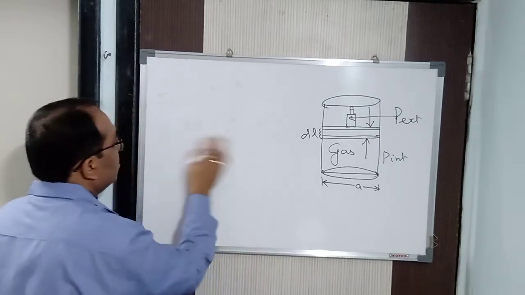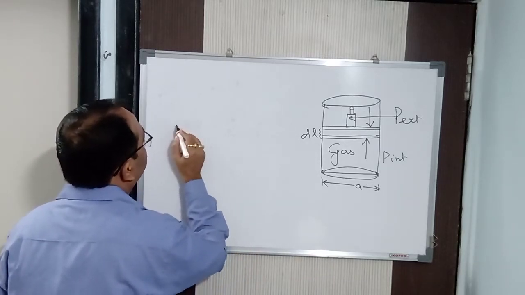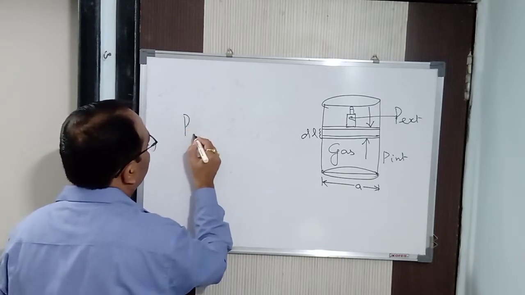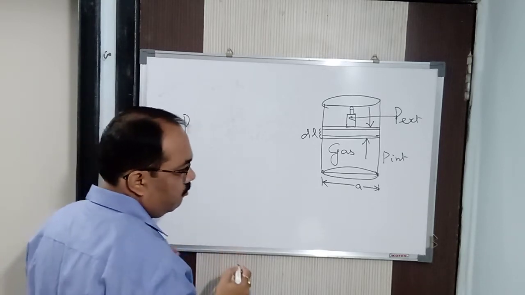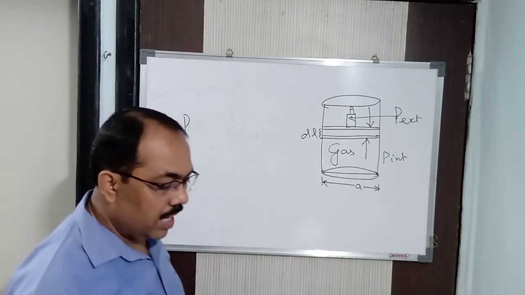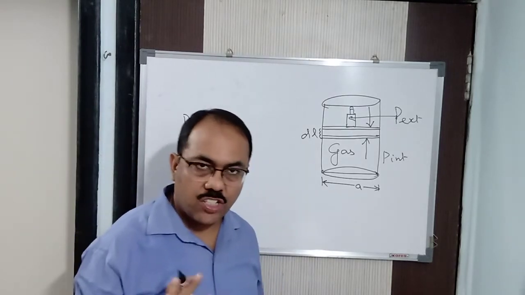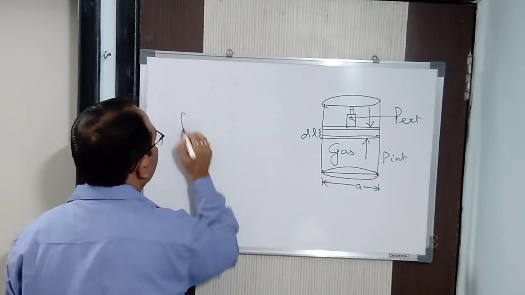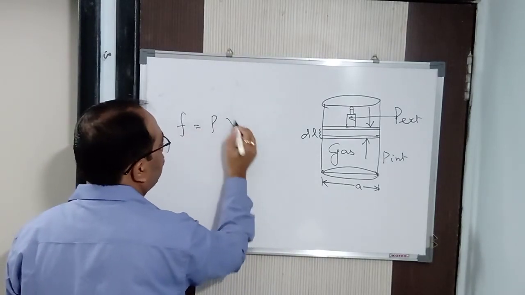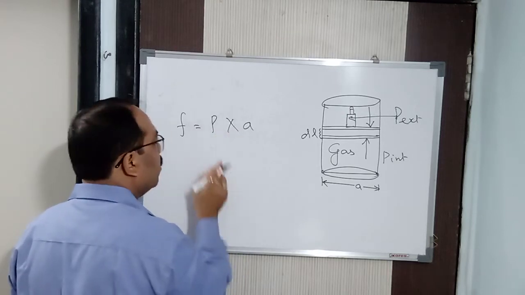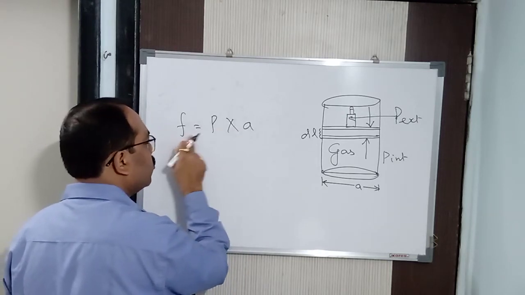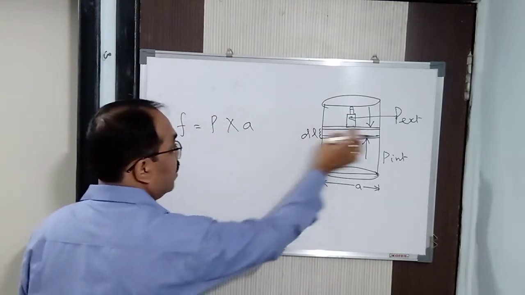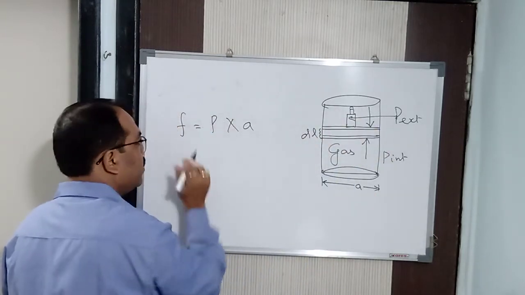Alright, fine. So now you know that P is nothing but force per unit area. Pressure is equal to force per unit area, or I can say force is equal to pressure into area. So force will be pressure into area, where A is the cross-sectional area. And this is the external pressure. External pressure, mind it, I am telling you.